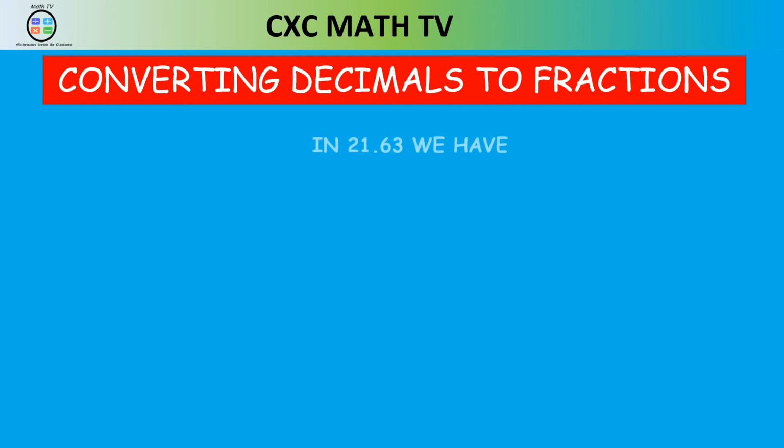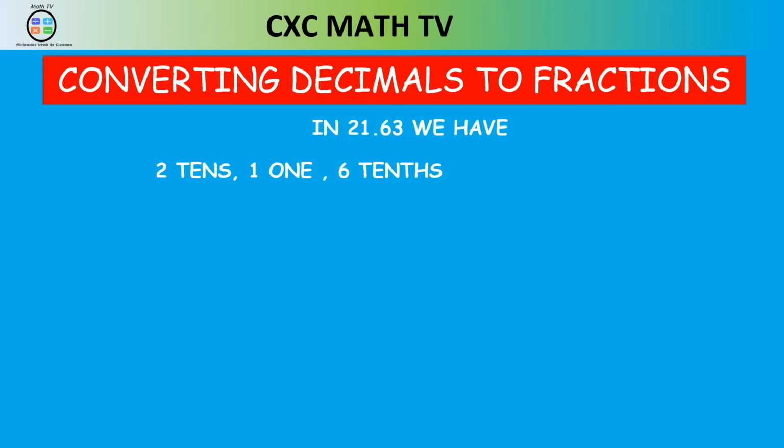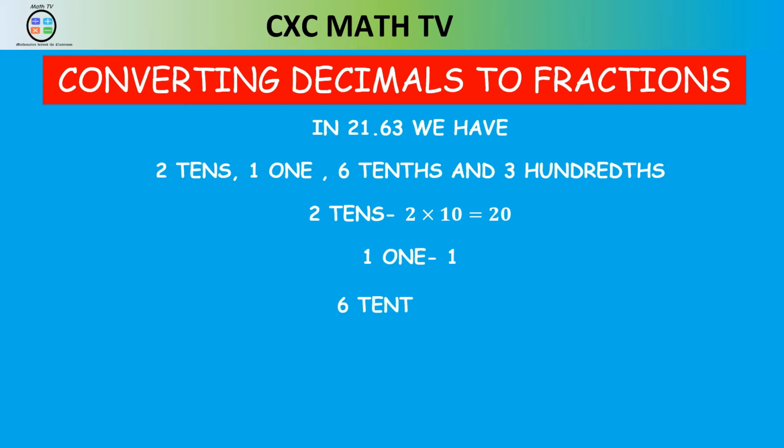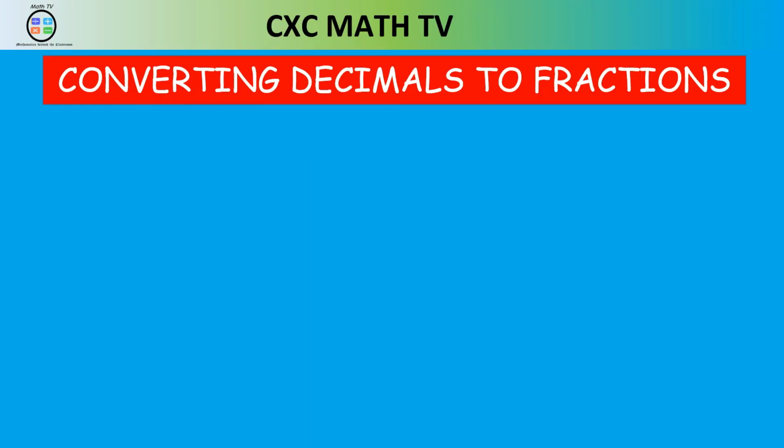Now 2 tens means we have 2 times 10, which is 20. We have 1 one, so that is just 1. 6 tenths written in fraction form is 6 over 10. 3 hundredths is written as 0.03 in decimal or 3 over 100. And so 21.63 is really 21 plus 6 over 10 plus 3 over 100.